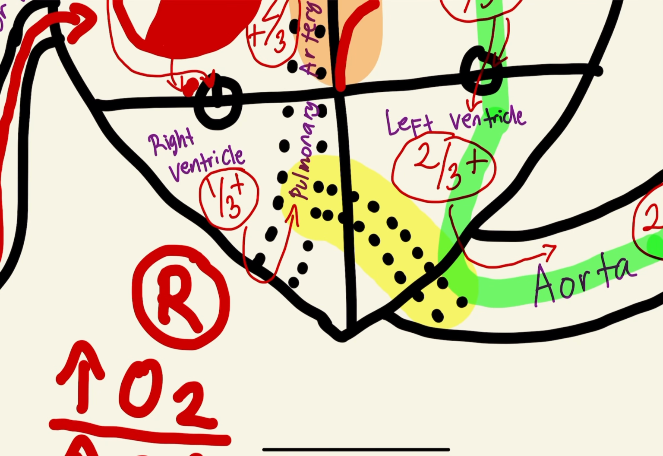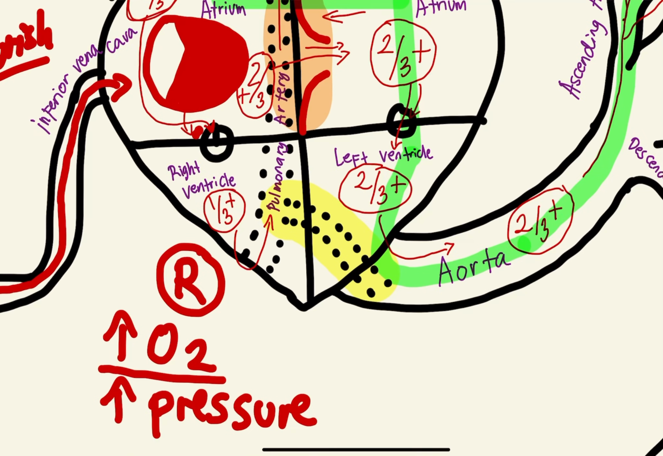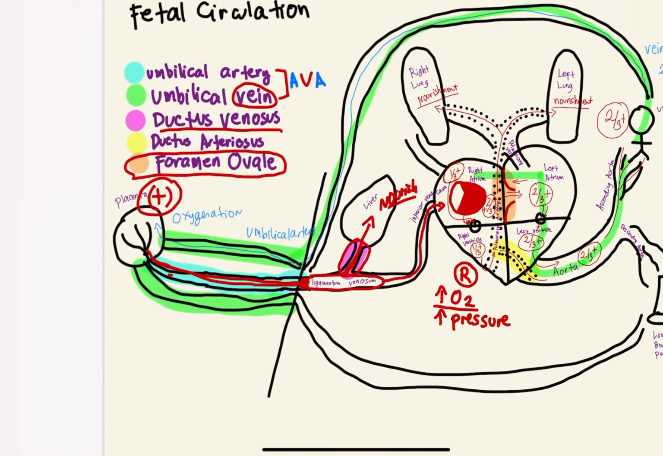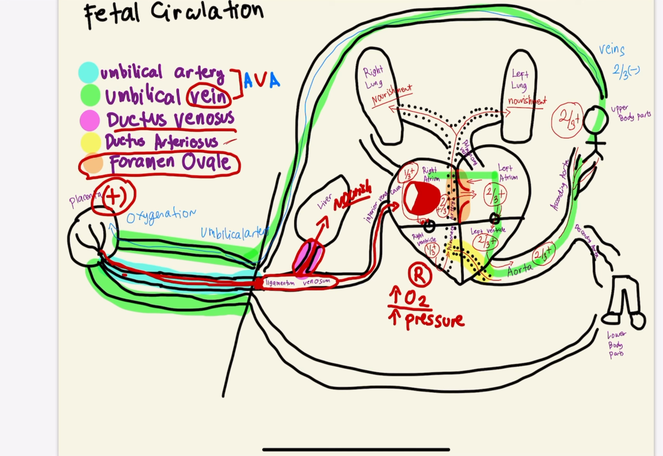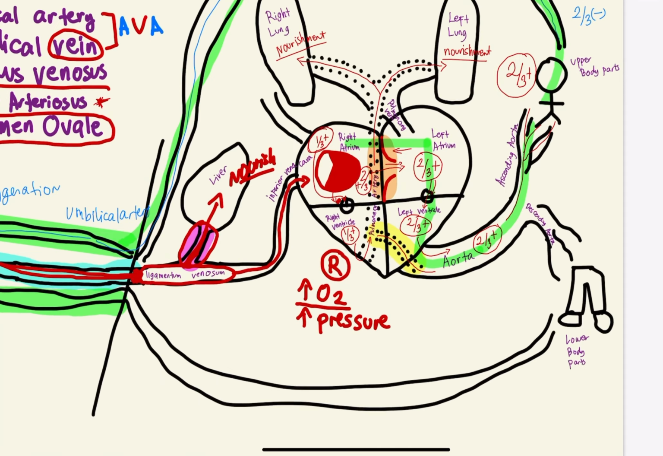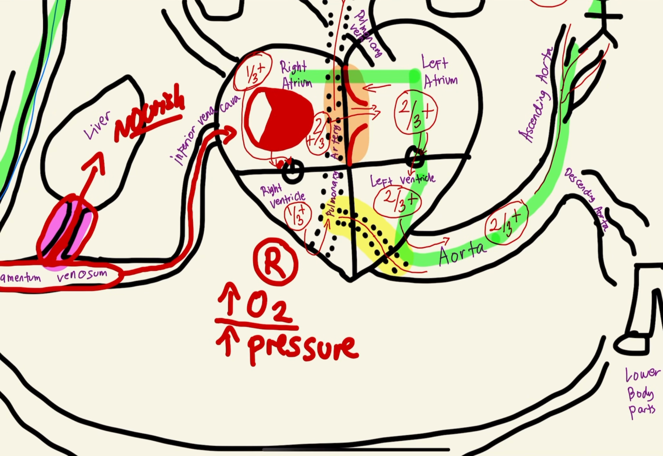ay kailangan nang i-distribute sa different parts of the body. So, ano yung gagamitin nilang daanan? So, nakikita nyo po ba ito? Itong daanan dito na nagko-connect ng pulmonary artery going to the aorta. Ang tawag po sa shortcut na yan ay we have the Ductus Arteriosus. Okay? The Ductus Arteriosus connects the pulmonary artery and the aorta.